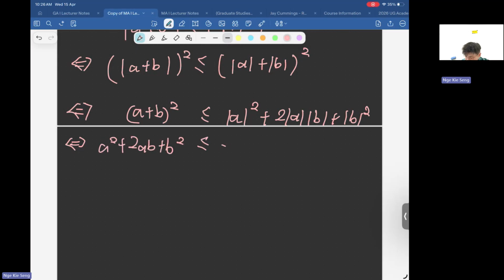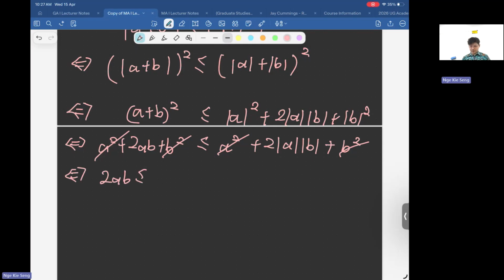And then on the other side, I also just get a squared, plus just keep the 2 times absolute value of a times absolute value of b, plus b squared. So what did you see here? So I can cancel a squared, b squared from both sides. And then what do I get? 2ab is less than or equal to 2 times absolute value of a times absolute value of b.